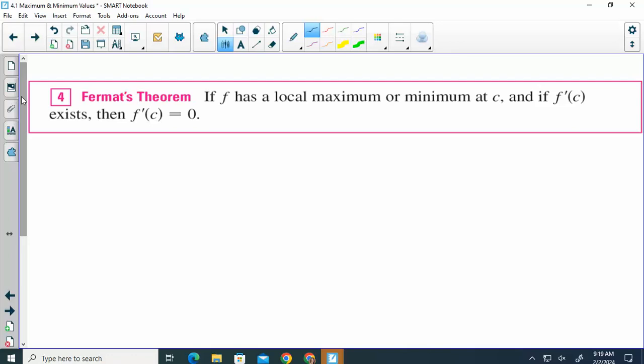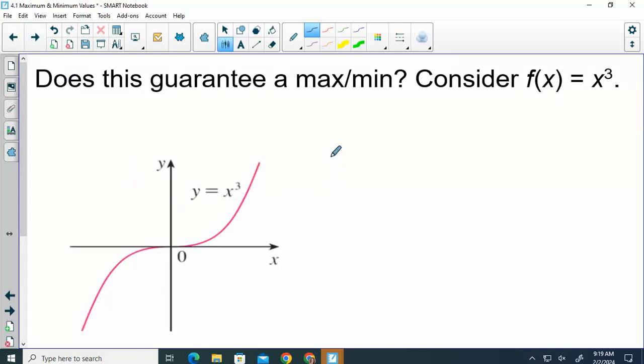If we think about x cubed, we graphed it. Did it have any maxes or mins? No. But if we think about the derivative, when does that equal zero? At zero. So zero is a place where the derivative equals zero, but we didn't get a max or min. So when the derivative is zero, that's when we could have a max or min, but it's not a guaranteed thing.